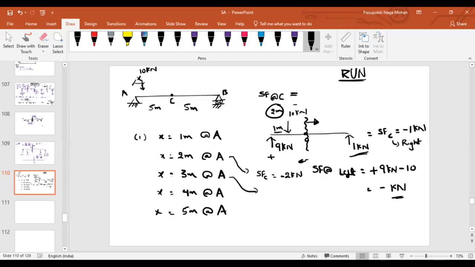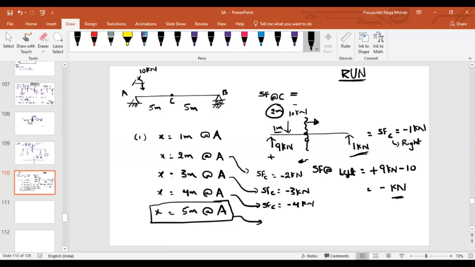Similarly, what about it at x equal to 3? What is the shear force? Similarly, at x equal to 4, what about the value? Minus 4. What about here? If the load is at 5 meters from point A, what will be the shear force at point C? Why is this case different from the previous 4 cases? Can you guess it? Why?